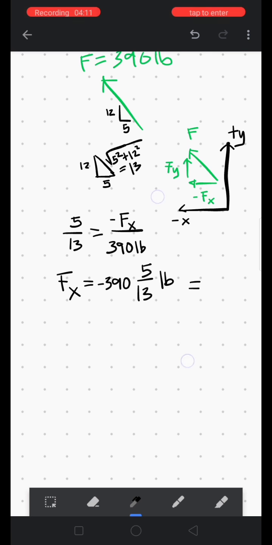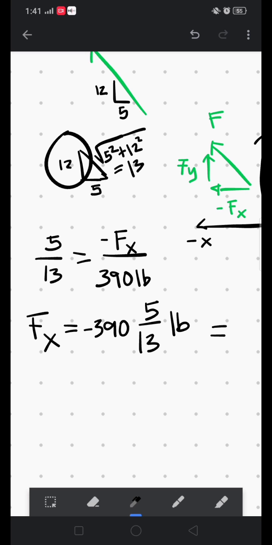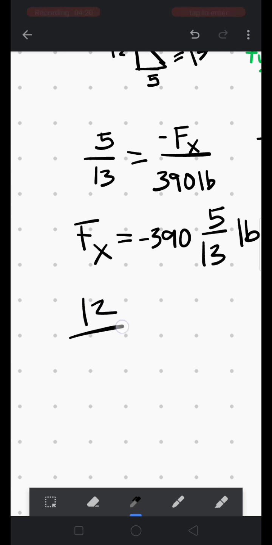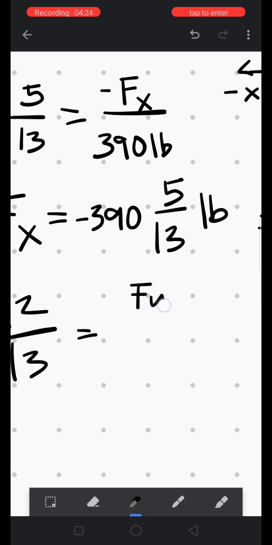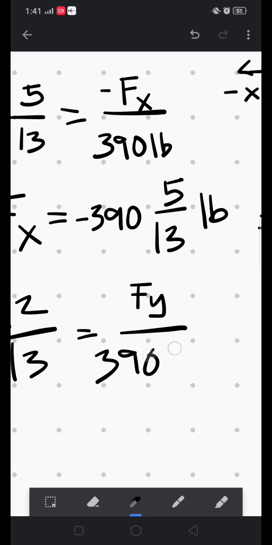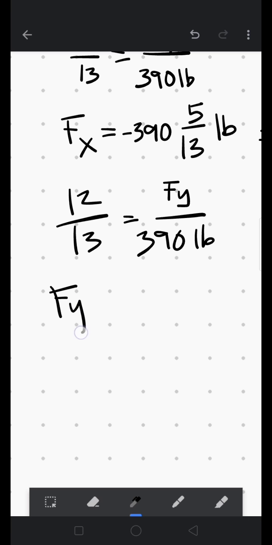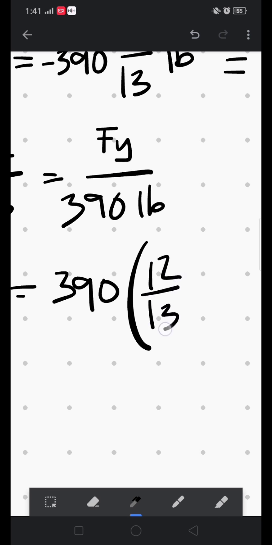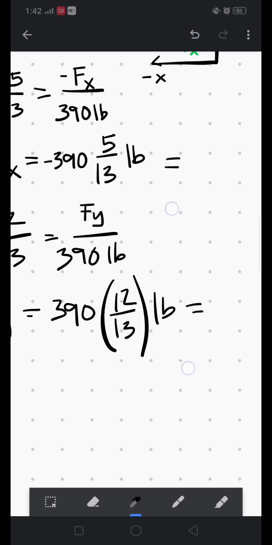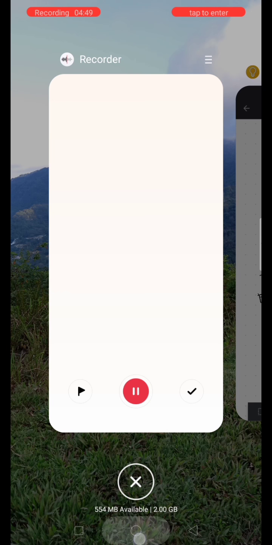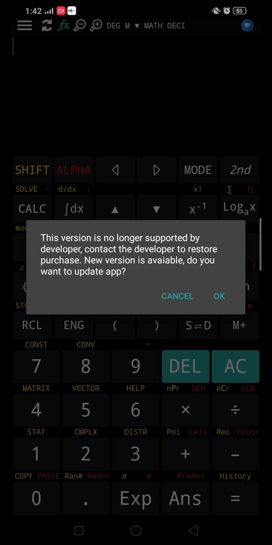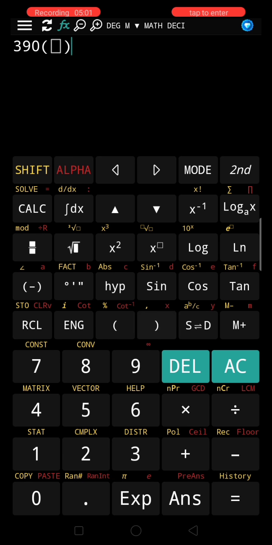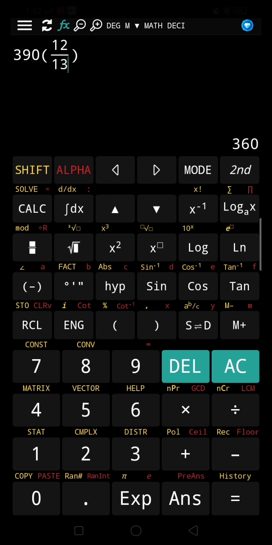And for Fy, 12 is to 13 is equal to positive Fy over F, which is 390 pounds. Solving for Fy, we have 390 times 12 over 13 pounds. So if we input that to our calculator, 390 times 12 over 13, this is our y component.